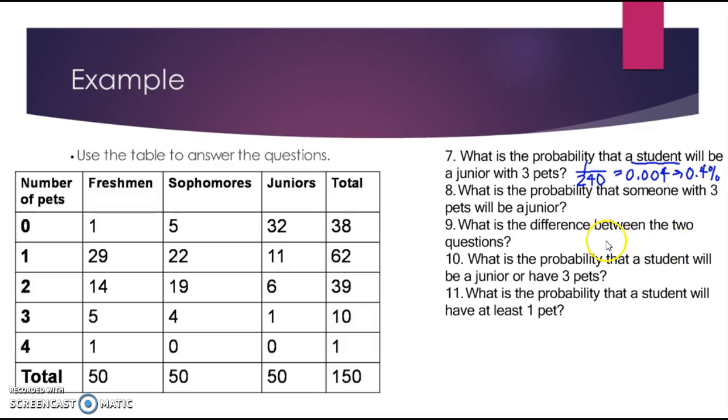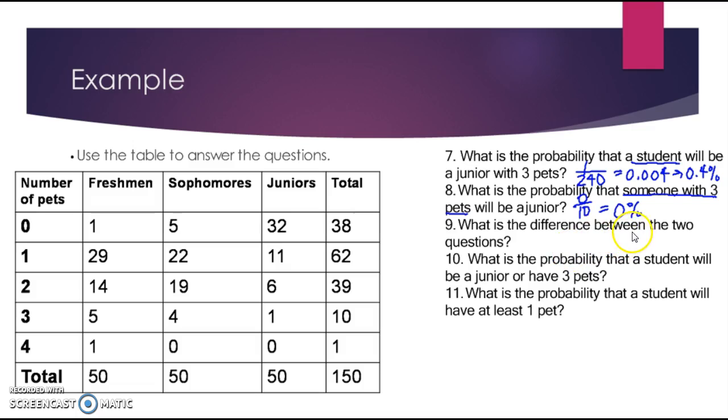So very small amount. What's the probability that someone with 3 pets will be a junior? So now it's not the probability that a student, now it's the probability that someone with 3 pets. So my new outcome becomes the total number of 3 pets. So here's 3 pets, total is 10. And out of that 10, we've got juniors, so 0. 0 out of 10 is 0. So we got 0% chance that someone with 3 pets will be a junior.